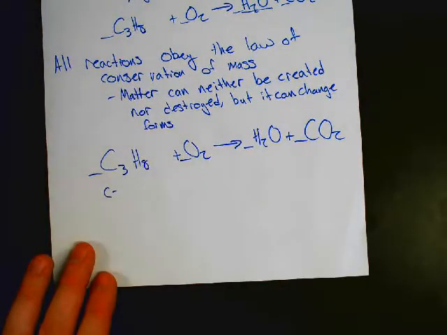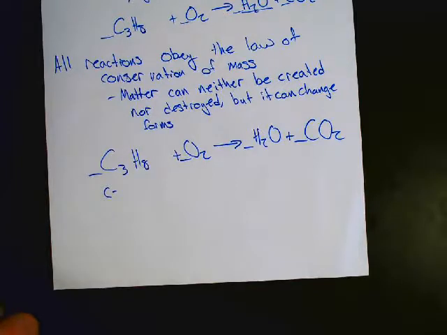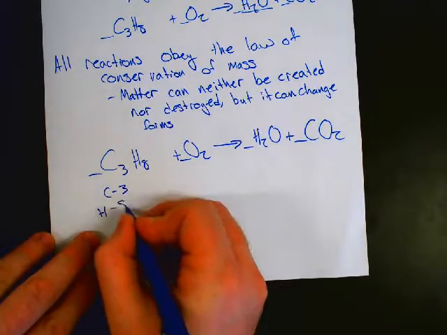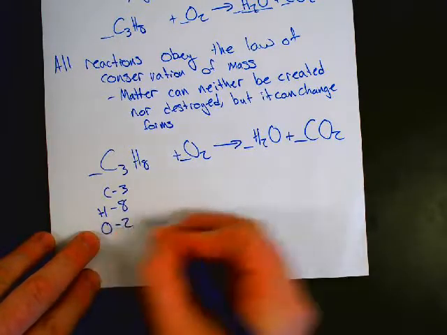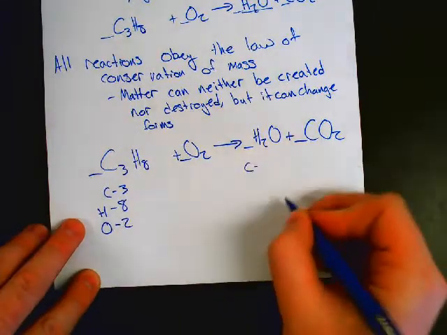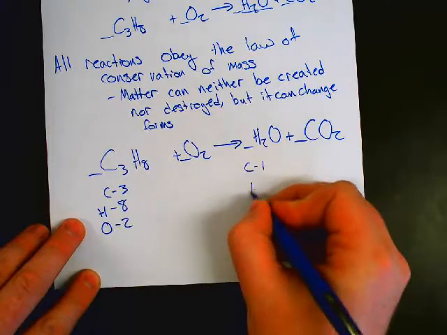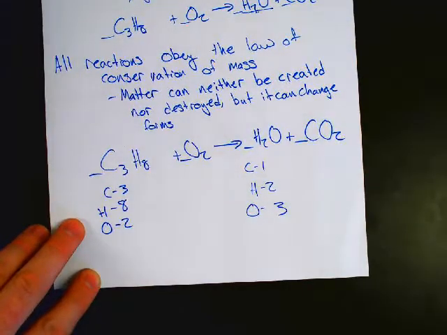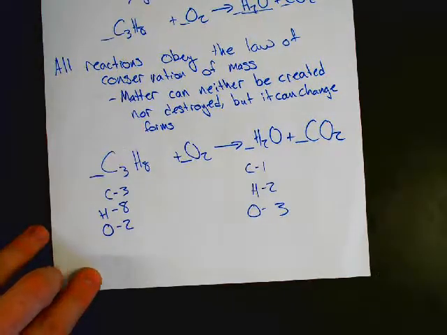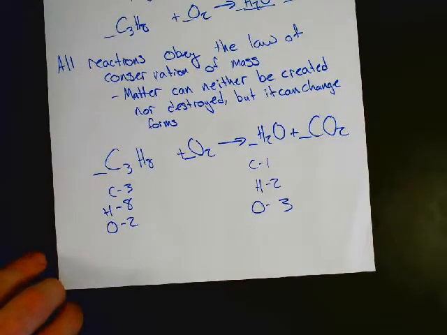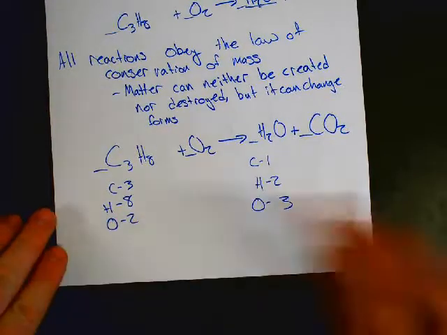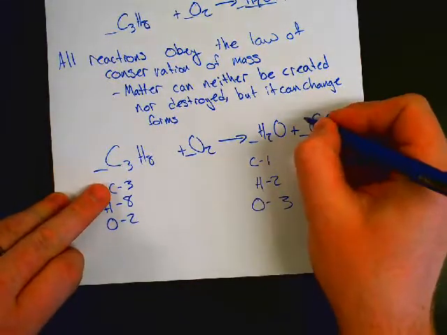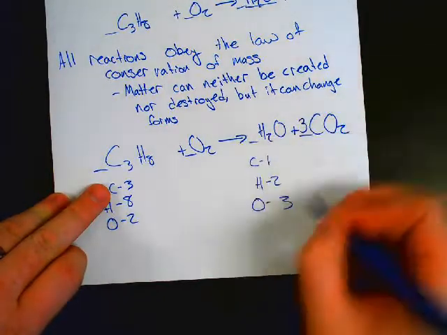So on the reactant side, how many carbon are there? 3. How many hydrogen? 8. How many oxygen? 2. How about on the product side? How many carbon? 1. How many hydrogen? 2. How many oxygen? Everybody good with that? Okay, so now I'm going to add coefficients to balance these out. I see I've got 3 carbon over here. I want 3 carbon over here. So I'm going to add a 3 right here.